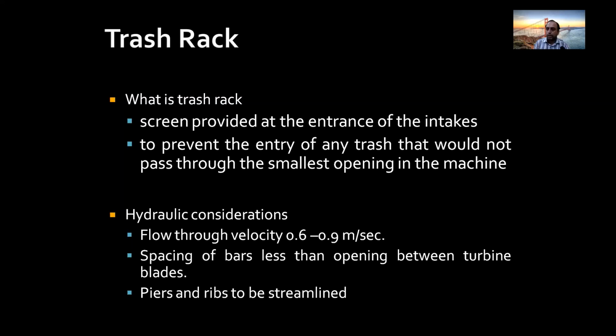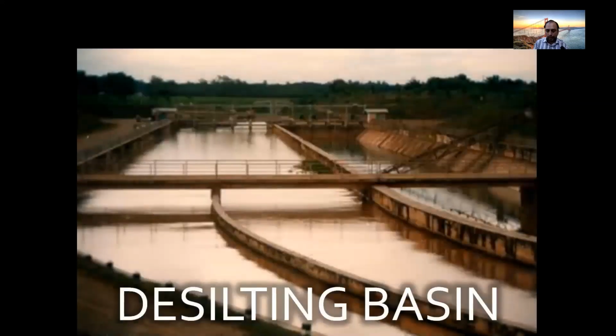Of course, that's the thing, because everything which can pass through the trash rack should be able to pass through the blades. So the opening in the trash rack should be less than the opening in the blades. And piers and rails should be streamlined to reduce the turbulence.